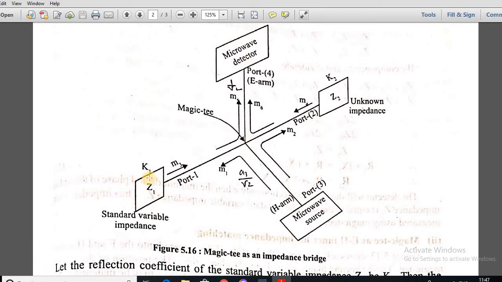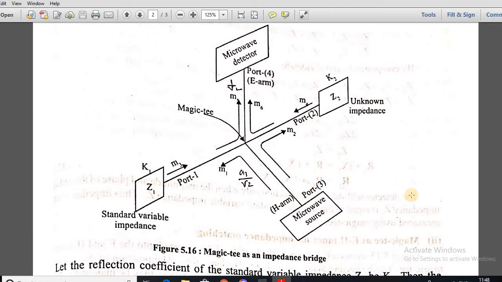To port 1, a standard variable impedance is connected, which is Z1. And at port 2, there is an unknown impedance Z2, which we have to compute, that is, the impedance at port 2. So we need to compute the value of Z2. In this impedance bridge, we'll be applying certain properties of Magic T in order to solve it.